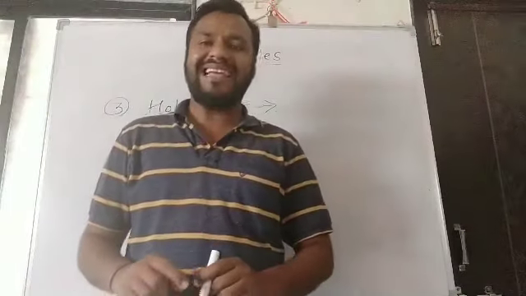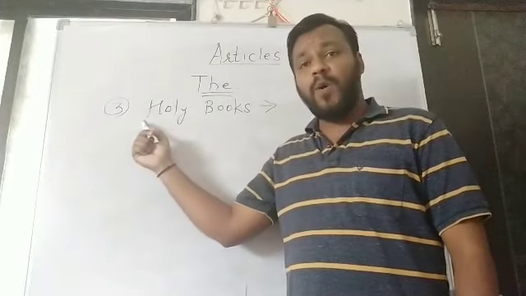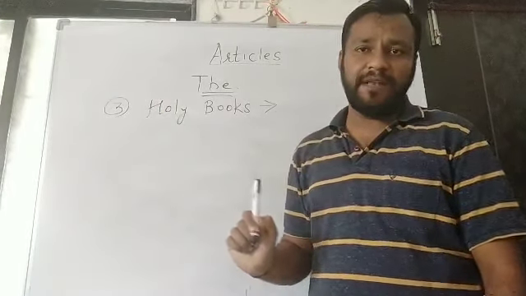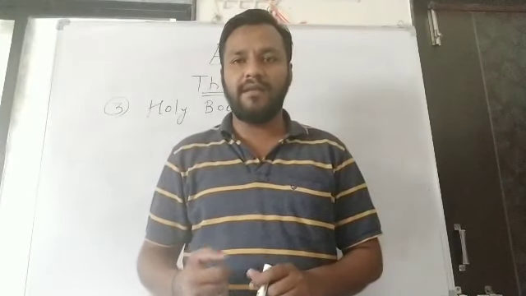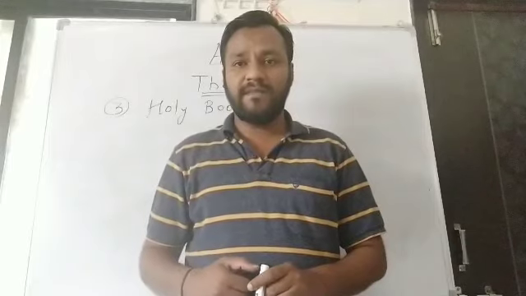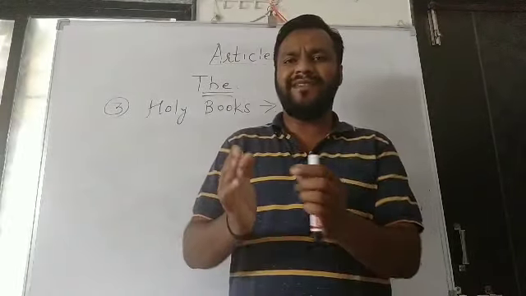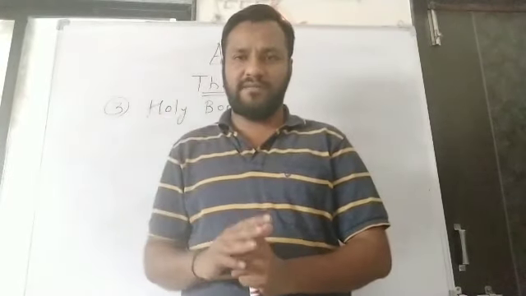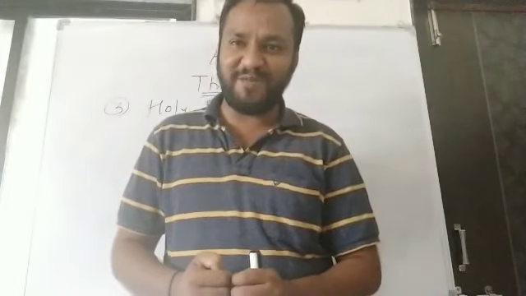Friends, next use of article the is what? In front of name of holy books, we have to use article the. For example, the Ramayana, the Gita, the Bible, the Quran. Many religious books are there. In front of the names of holy books, we have to use article the. Clear? We'll move towards next use of article the.